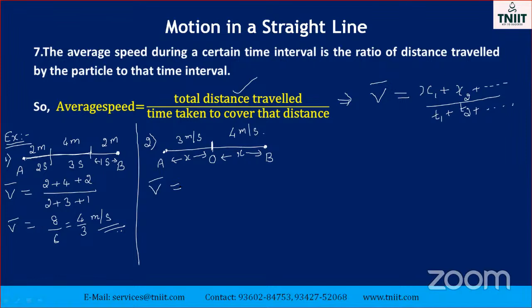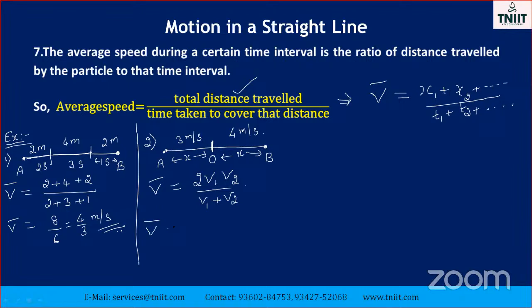Don't go for the basic definition, students, because here they have not given the time interval. Look at the difference between the previous problem and this problem. In the previous problem, the time is given. In this, the time is not given. So, for equal distances, we have a shortcut formula, right? What is the average speed formula? 2 V1 V2 divided by V1 plus V2.